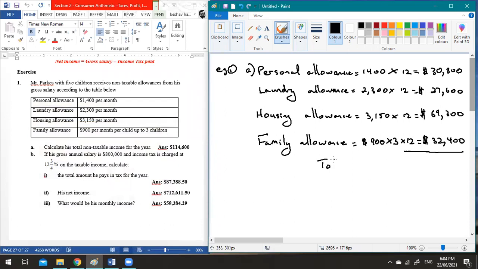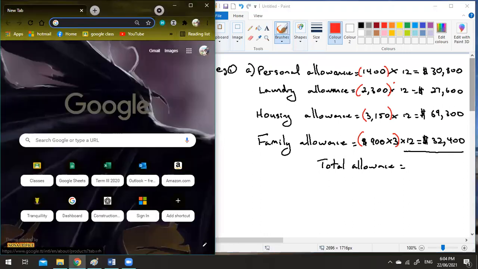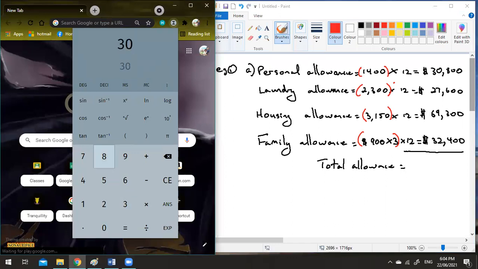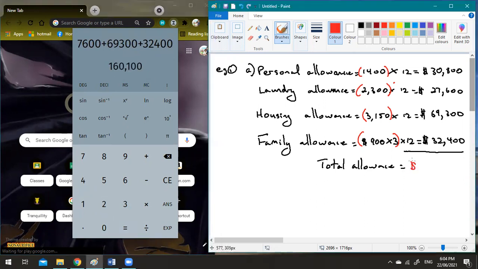So his total allowance for the year, you add this up. Or you could have added these up and then multiplied by 12. It will work out to be the same thing, right? If you add these up and multiply by 12 at the end, you will still get the same answer. So 2,800, add 27,600, add 69,300, add 32,400. So his allowance for the year, $160,100.